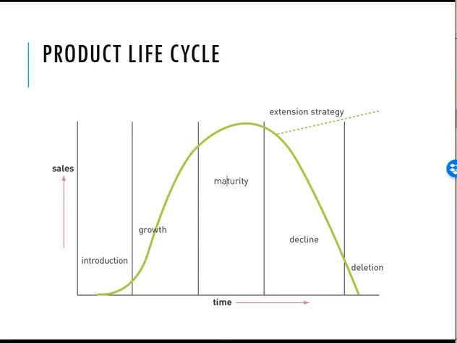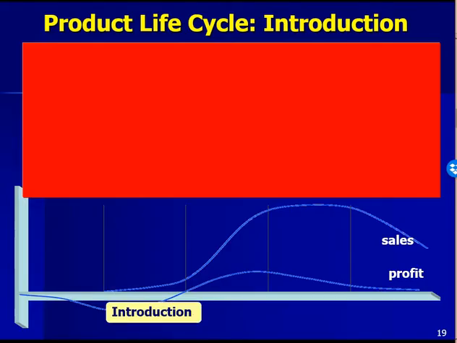Here we are, Chapter 6, Part 2, where we're talking about the product life cycle. What I first want to talk about are these two lines and sort of how to read this graph.